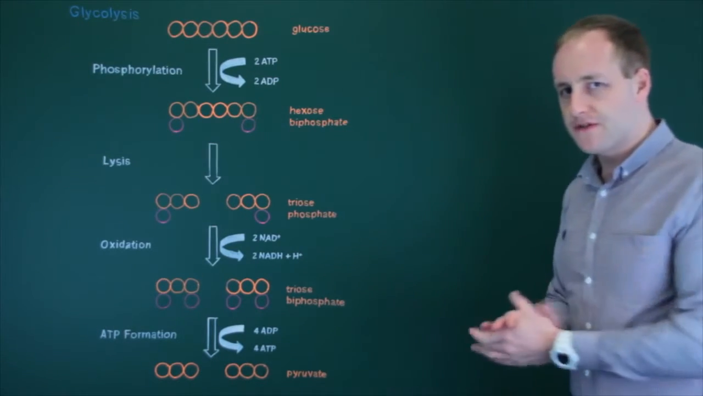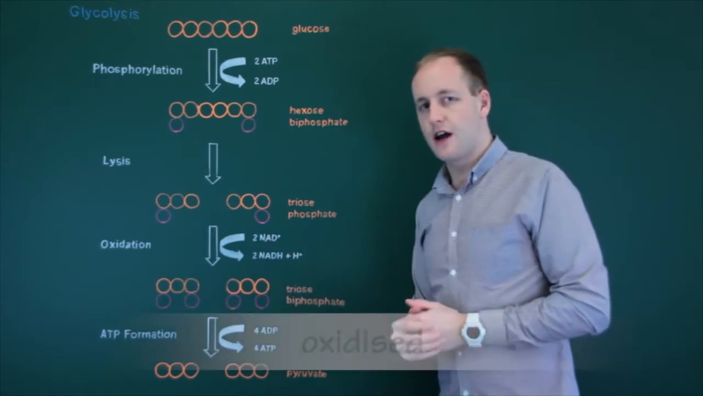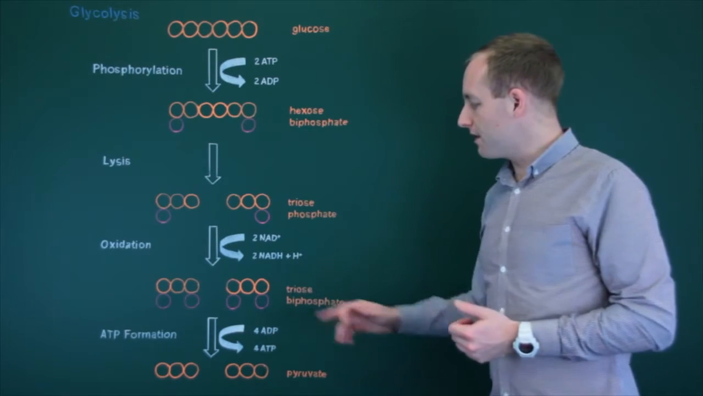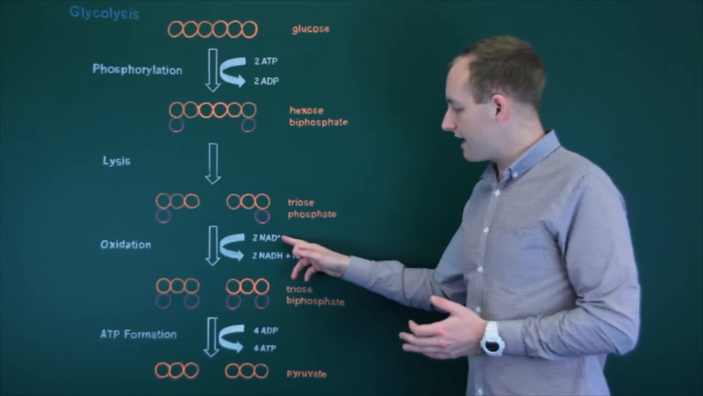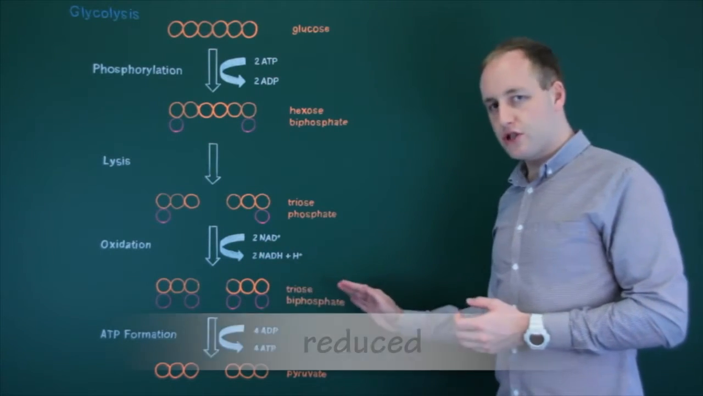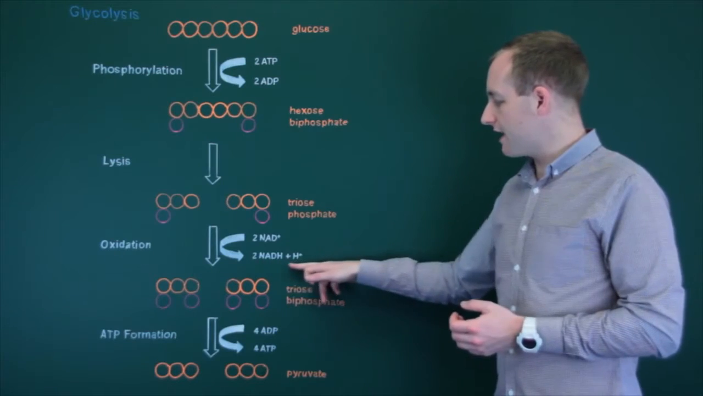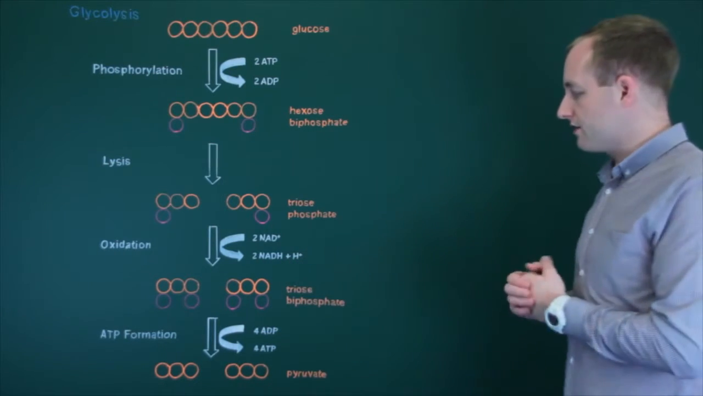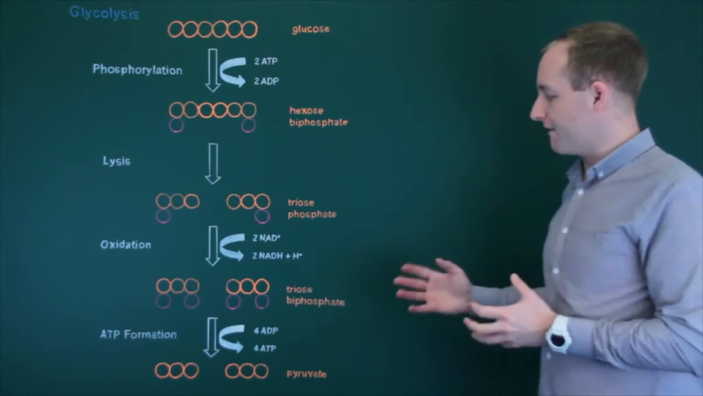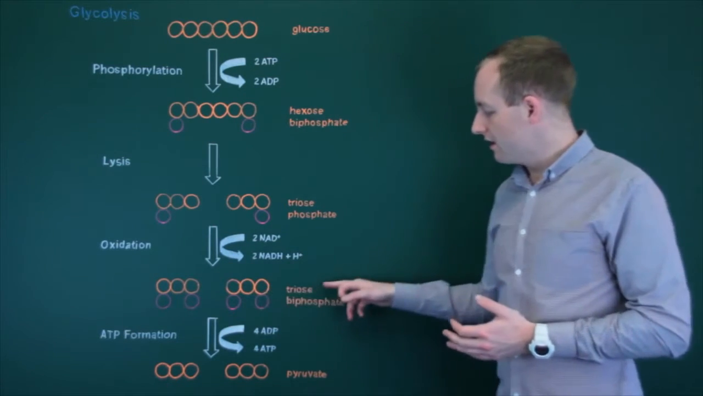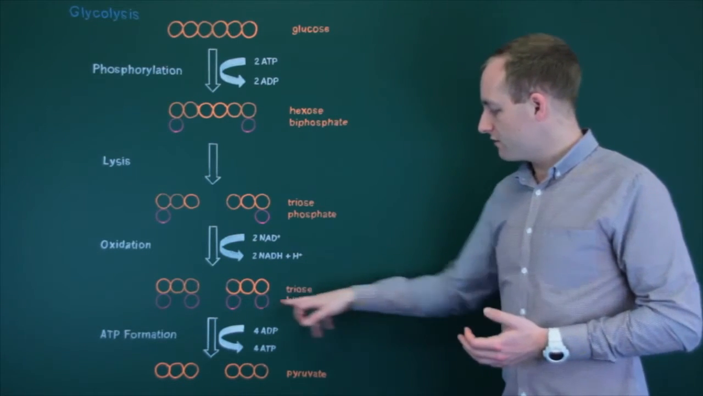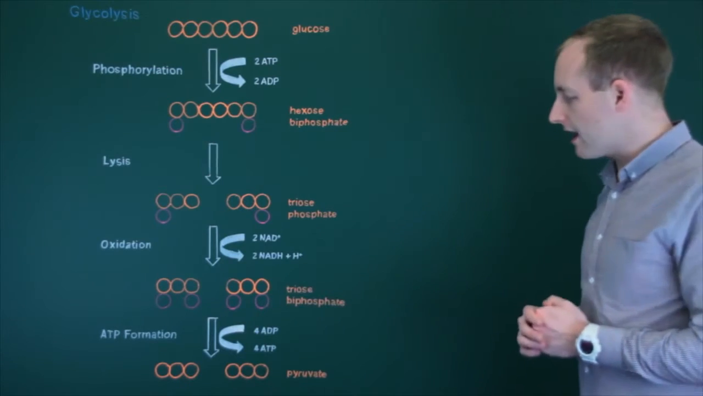The 2 triose phosphate molecules are then oxidized in the process of oxidation, and at this point we also have 2 NAD plus hydrogen carrier molecules come in, which are reduced to form 2 NADH plus hydrogen ions. This leaves us with 2 triose biphosphate molecules. As you can see, triose, 3-carbon sugar, with biphosphate, 2 phosphate molecules attached.